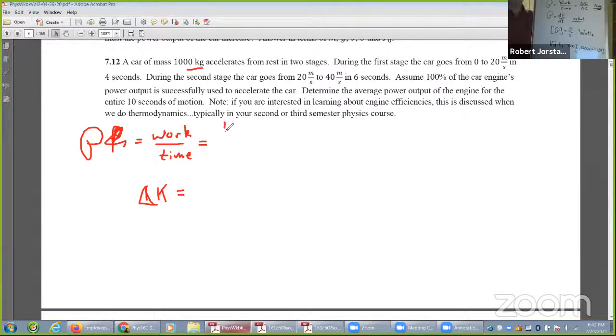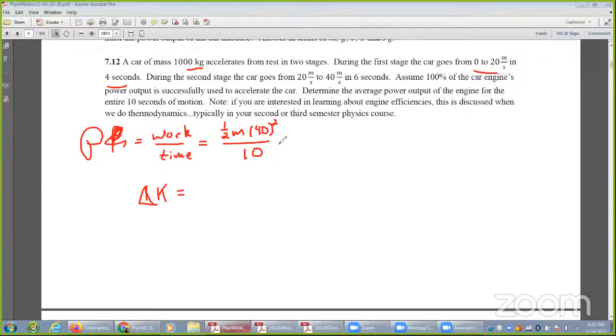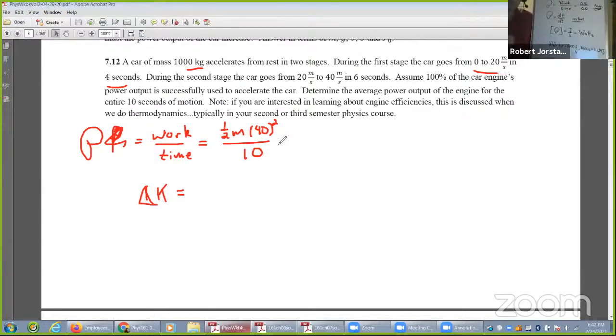I would just say 1/2 m times 40 squared. Now I'm just cheating and leaving off the poorly italicized units here. Divided by 10. That's it, right? We know the total work over the total time. And what students did was they found each stage and averaged them separately, which is not correct. The average power is just go from the initial to the final over the total time and get it done.